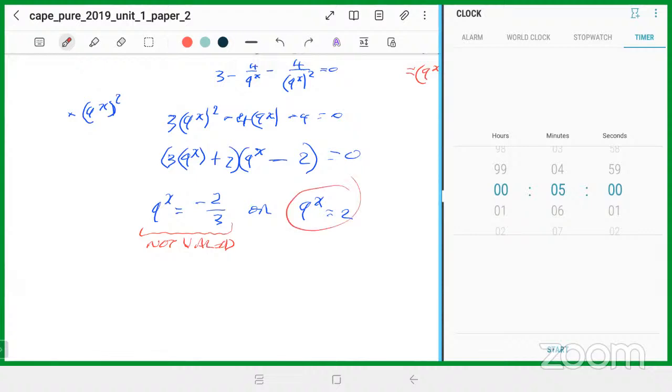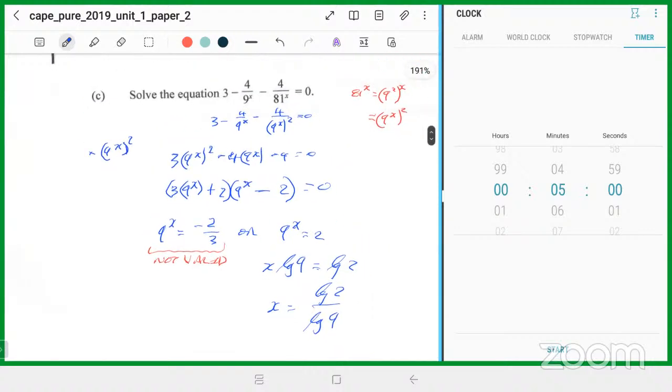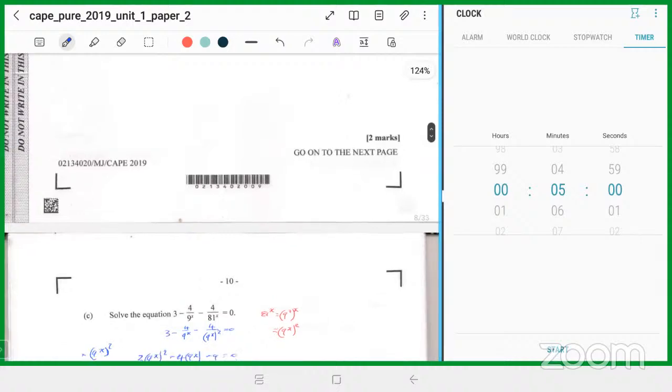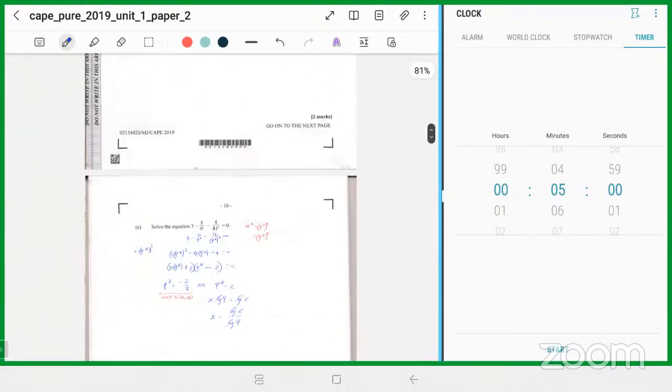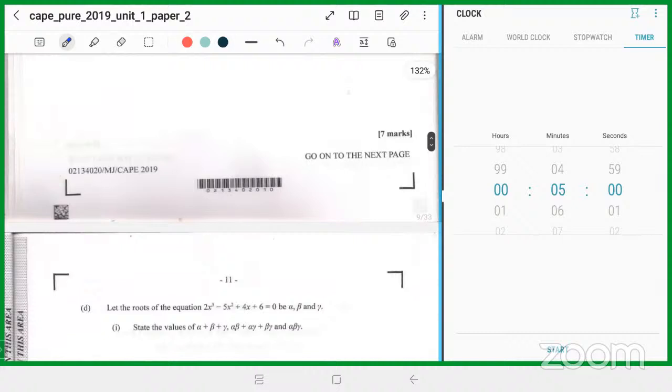Then for this one, get x out of the power by taking logs. So x log of 9 equals log of 2. So x equals the log of 2 over log of 9. That's it. Any questions on that? All right. Let me see if there are any logs on there. That's all I can do.